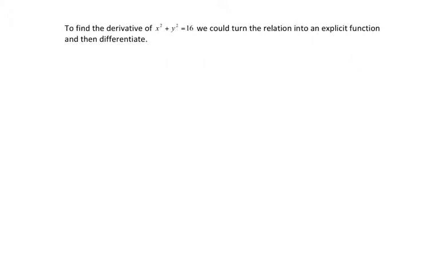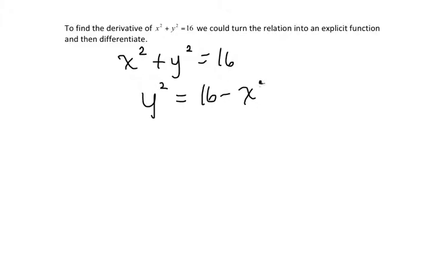Okay, so to find the derivative, we could make it explicit. So I've got x squared plus y squared is 16. Y squared is 16 minus x squared. Y is equal to plus minus square root of 16 minus x squared. It does not simplify. So now if I want to find the derivative, I would have to do 2.